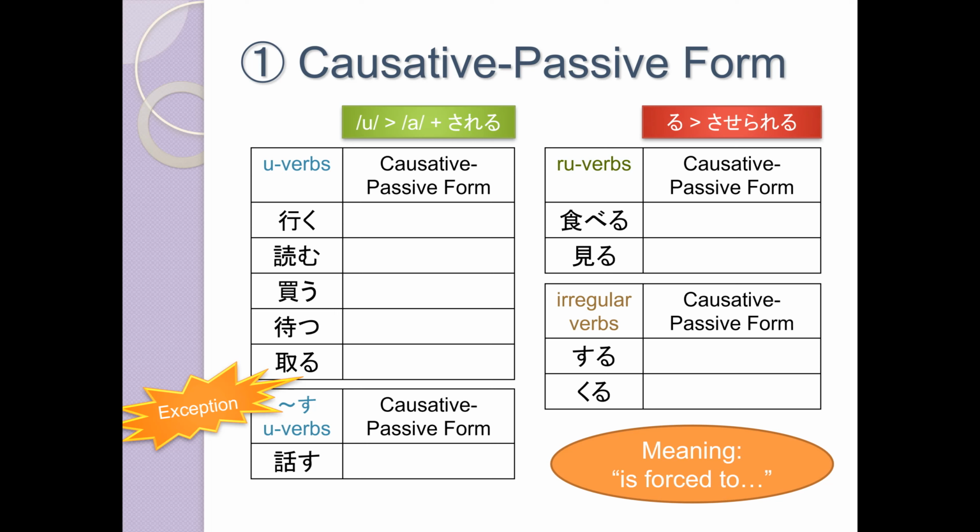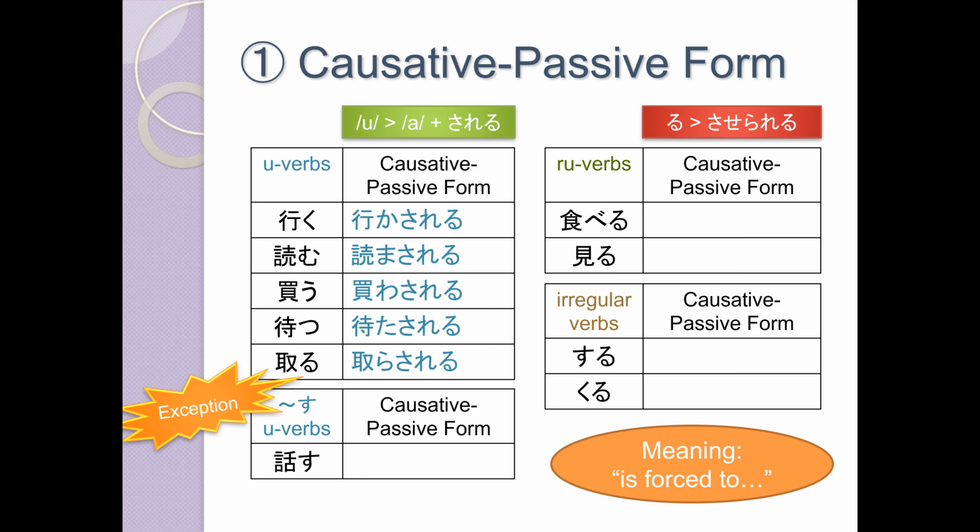So for this causative passive form, in order to conjugate the verbs, what we're going to do for u verbs is drop the u and change it to an a sound. And then we're going to add on sareru. So iku becomes ikasareru, yomu, yomasareru, kau, kawasareru, matsu, matasareru, toru, 取らされる.